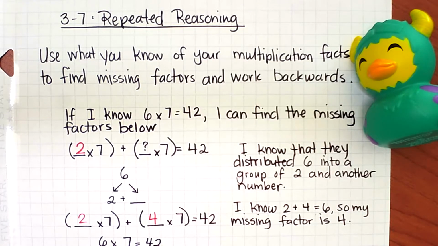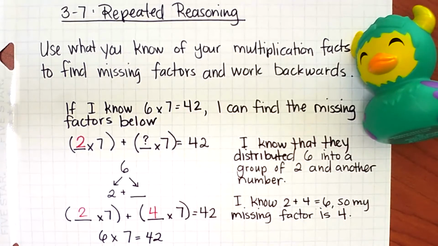So for example, if I know that 6 times 7 is equal to 42, I can find the missing factors below. So if I have an equation like this one, and they give me a clue, they told me 2 is one of my factors, I need to find out what the other one is. So I know that they distributed the 6 into a group of 2 and another number. So I need to figure out 2 plus what number is going to give me 6. Now, because I know my basic addition facts, I know that 2 plus 4 is equal to 6. So my missing factor over here is going to be the 4. So 2 times 7 plus 4 times 7 is equal to the same thing as 6 times 7, which is 42.